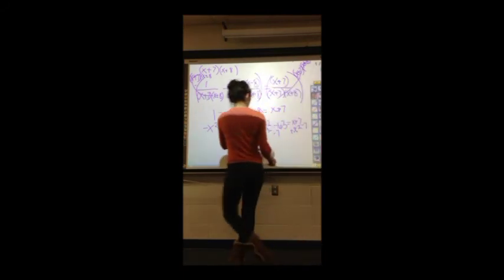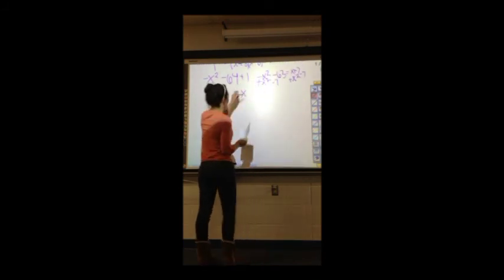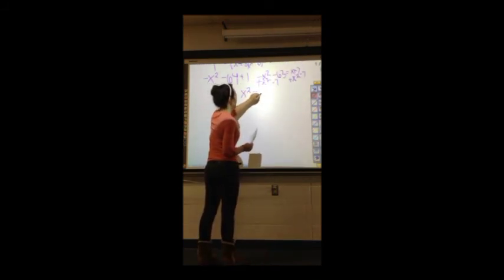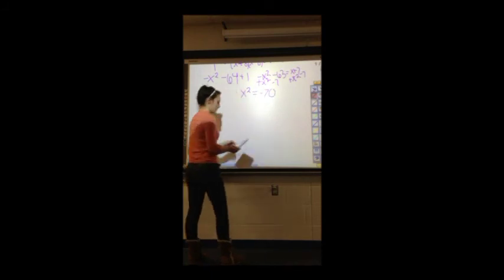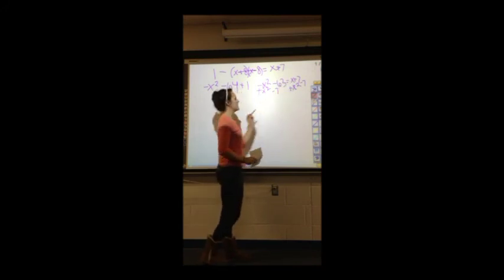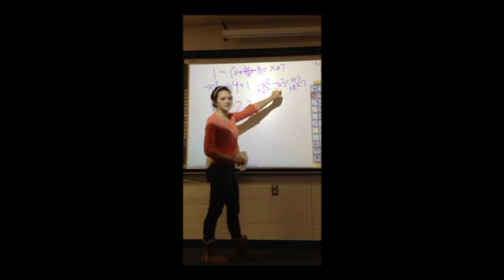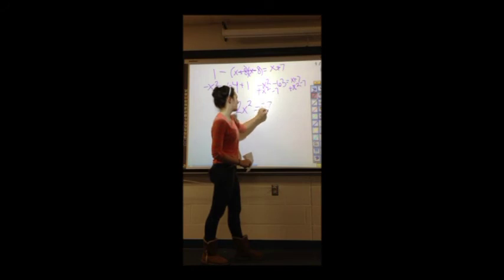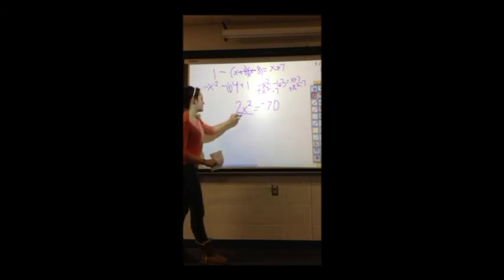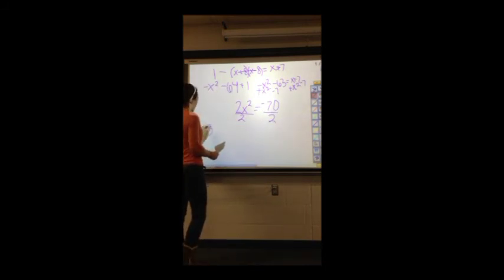So then you're going to be left with x squared equaling negative 70. And then to get what x equals, you're going to have a 2x squared that equals negative 63 minus 7. So it's going to be negative 70. Then you're going to divide both sides by 2 to get rid of the 2 on that side. And then it's going to be negative 35 equals x squared.